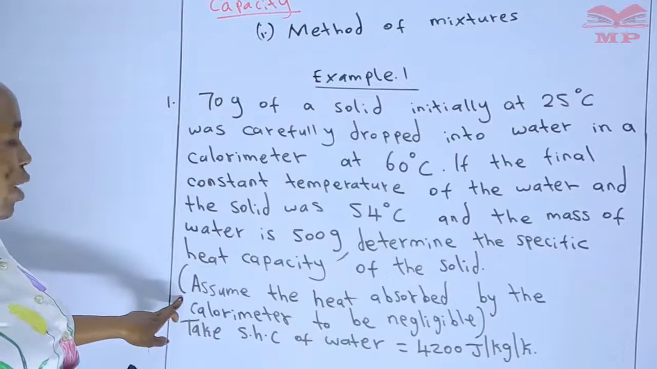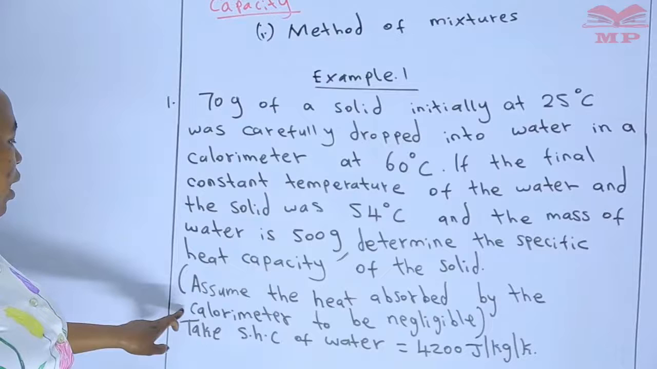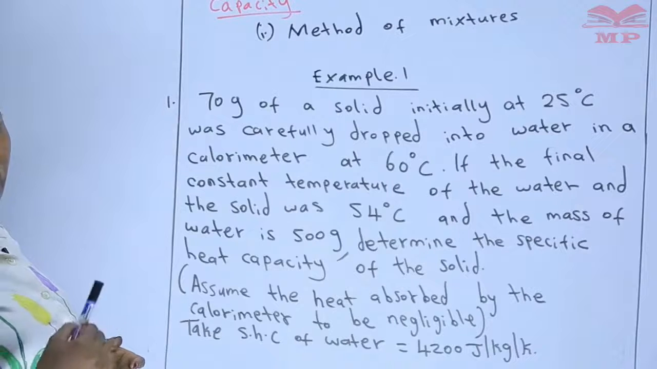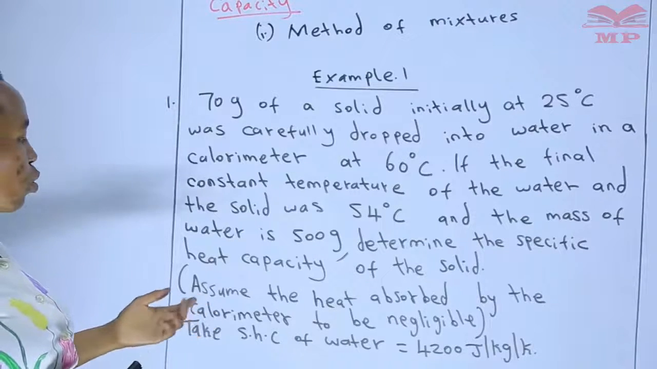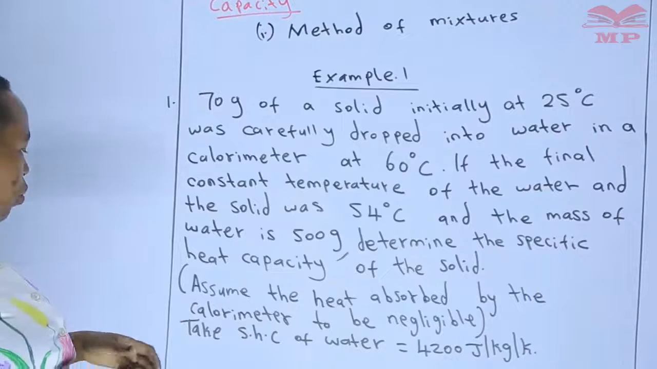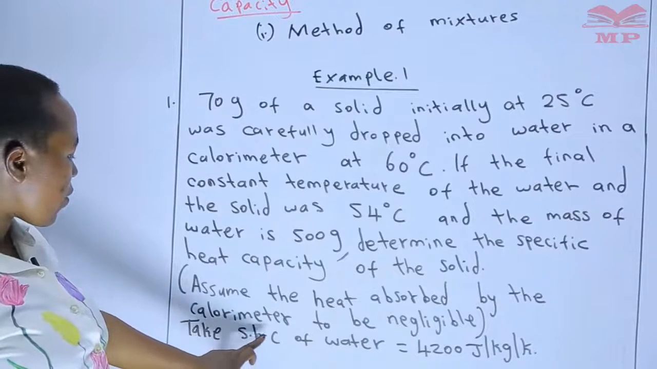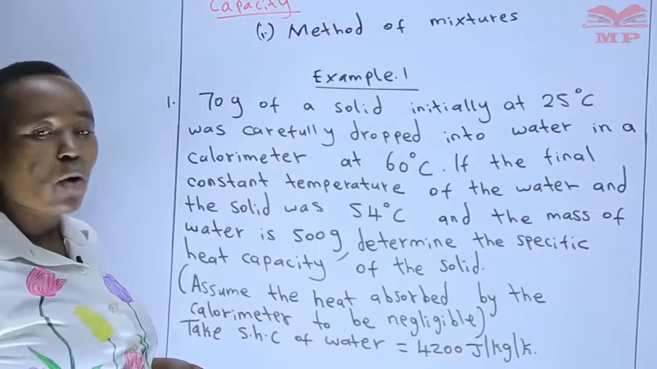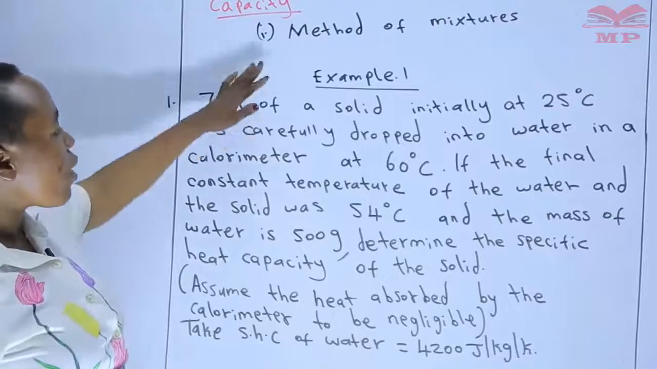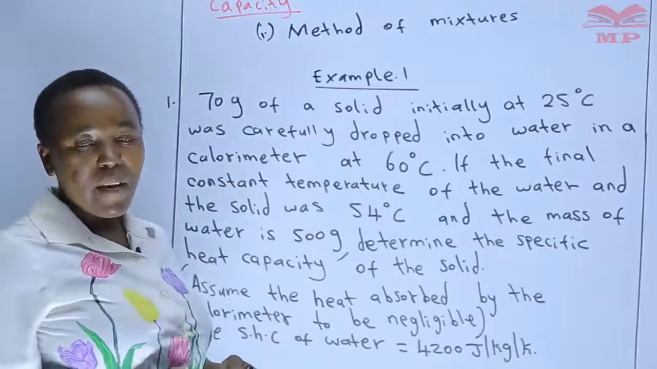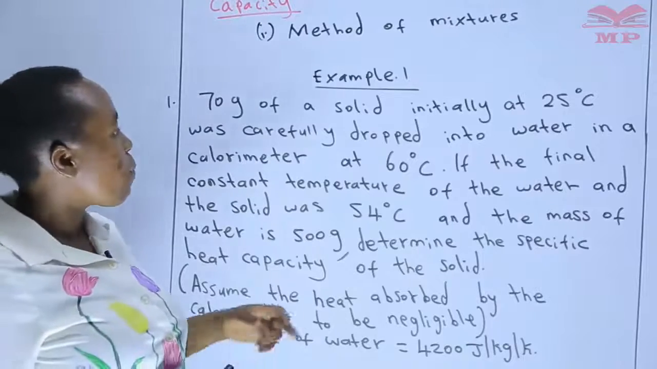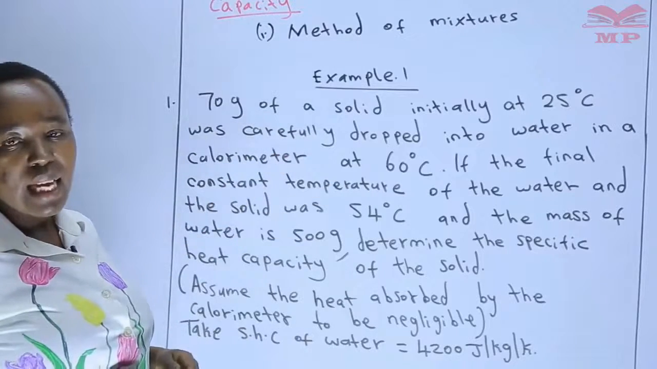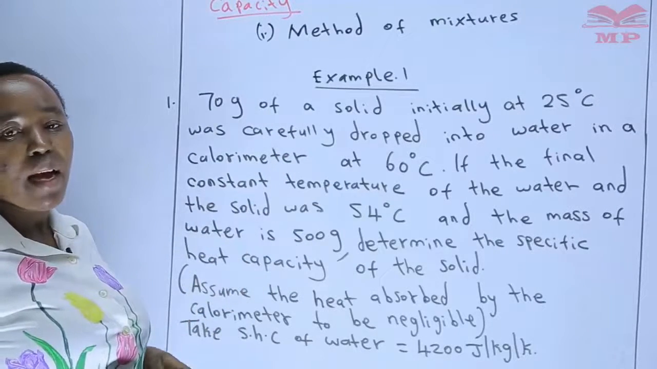In this question, we are told to assume that the heat absorbed by the calorimeter is negligible. So we are not going to consider the heat gained by the calorimeter because we are told to assume that it is negligible. Then we are told to take the specific heat capacity of water to be 4,200 joules per kilogram per Kelvin. Now, whenever you are given such a question, the first thing that you need to ask yourself is, what is losing heat in this question and what is gaining that heat which has been lost by the other substance?